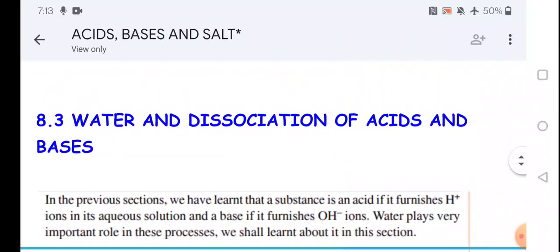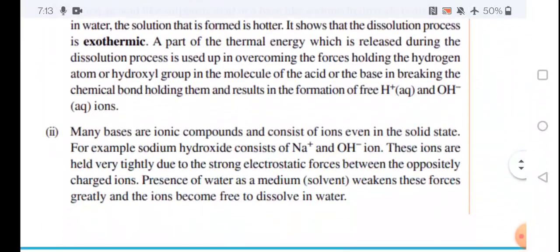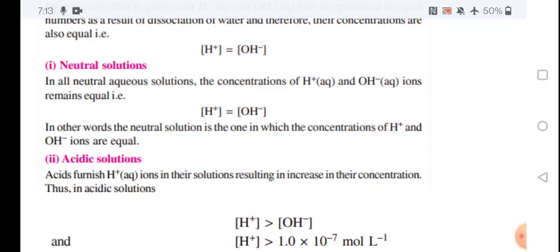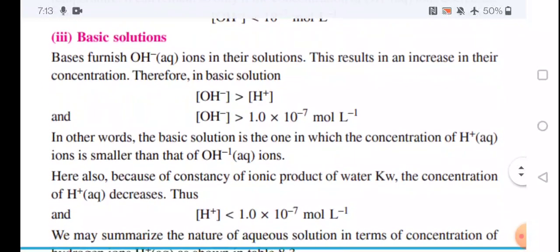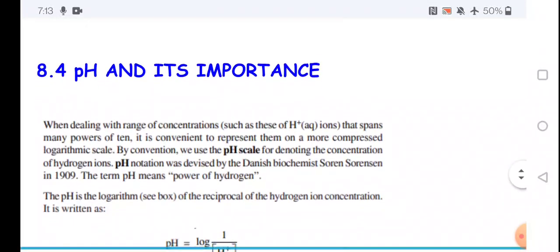Water and dissociation of acids and bases, that is, water is necessary for acids and bases to show their characteristics or properties. Next, self-dissociation of water. Next, we learned about neutral solution, acidic solution and basic solution. So now we are moving to pH and its importance.